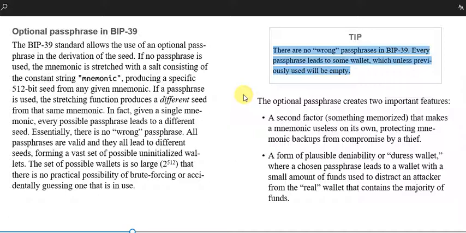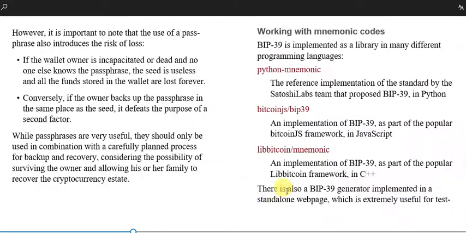The optional passphrase creates two important features. A second factor, something memorized, that makes a mnemonic useless on its own, protecting mnemonic backups from compromise by a thief. A form of plausible deniability or duress wallet, where a chosen passphrase leads to a wallet with a small amount of funds used to distract an attacker from the real wallet that contains the majority of funds.